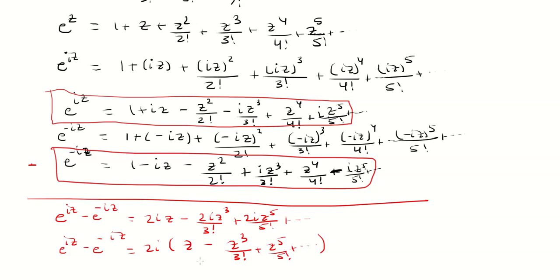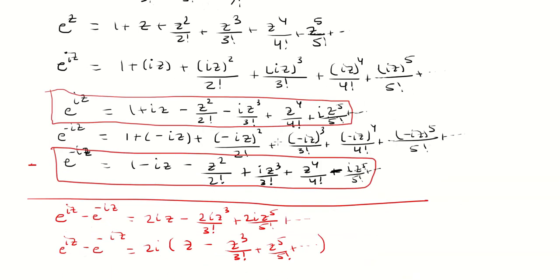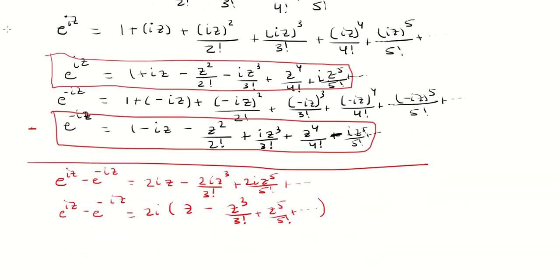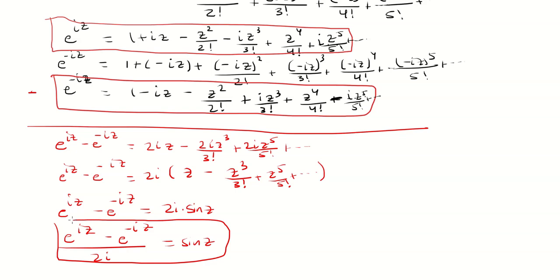And recall that this over here in parentheses was sine z. So we can replace that. We have e to the iz minus e to negative iz equals 2i times sine z. And then dividing both sides by 2i, we get that sine z is equal to e to the iz minus e to negative iz over 2i.